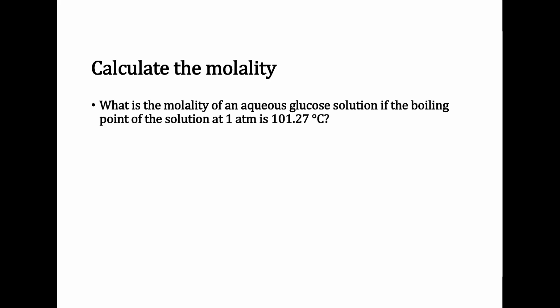So the first one: what is the molality of an aqueous glucose solution if the boiling point of the solution at 1 atmosphere is 101.27 degrees Celsius? All right, so we're looking for molality. So molality is our unknown. It's glucose, so glucose is a covalent molecule. So we'll assume that it does not dissociate, so our i value is 1.